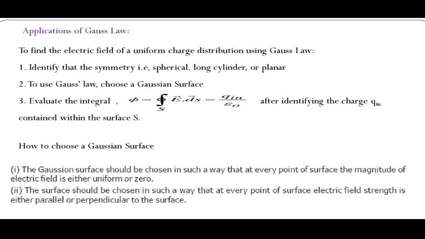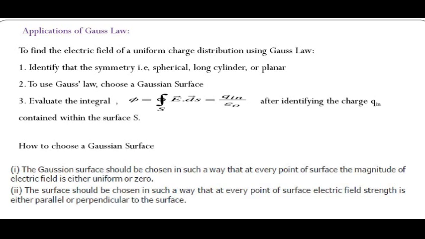Now let us begin with the application of Gauss law. Gauss law is used to find electric field of a uniform charge distribution. So before we apply Gauss law for a given distribution of charge, we need to consider the symmetry, whether the distribution of the charge is spherical or it is along the length of the wire or it is distributed over a surface. After identifying the symmetry, we can choose a suitable Gaussian surface. Then after choosing a suitable Gaussian surface, our work becomes easier and we simply have to find out the flux.